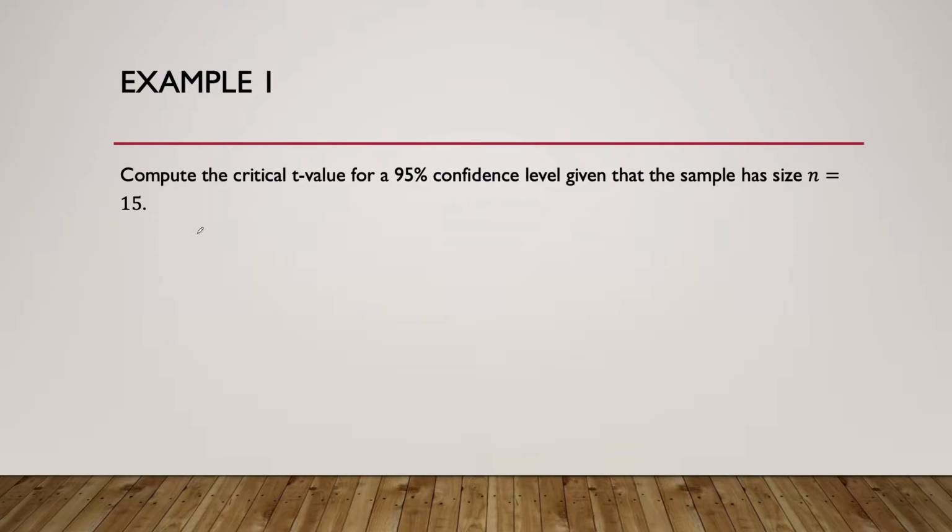So, for example, let us compute the critical t-value for a 95% confidence level given that the sample size n is equal to 15. Because the sample size is 15, the degrees of freedom is 1 less than that, so 14. Since we have a 95% confidence interval, alpha is 0.05, and alpha divided by 2 is 0.025.